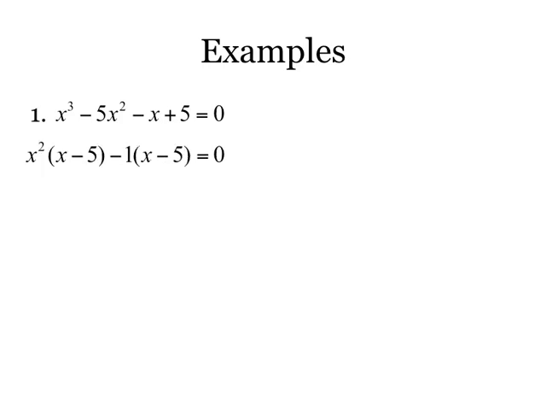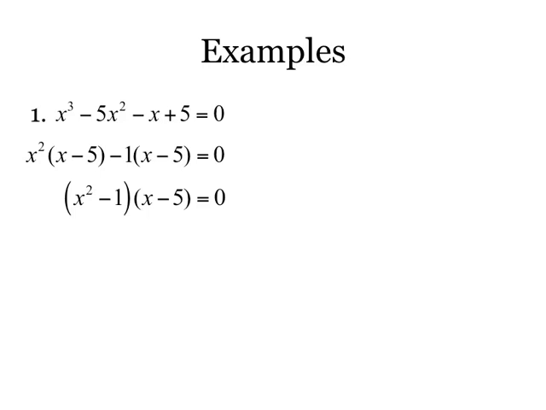Now that leaves us with x squared times (x minus 5) minus 1 times (x minus 5) equals 0. And you can see here now we can group things together because both of those have a factor of x minus 5. So now we can take out an x minus 5 from both of them, and that leaves us with (x squared minus 1) times (x minus 5) equals 0.